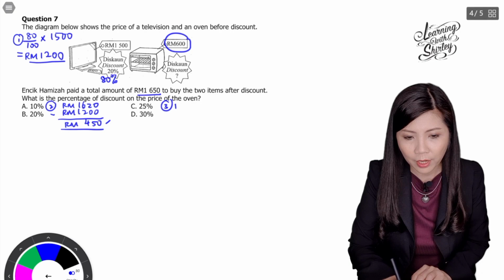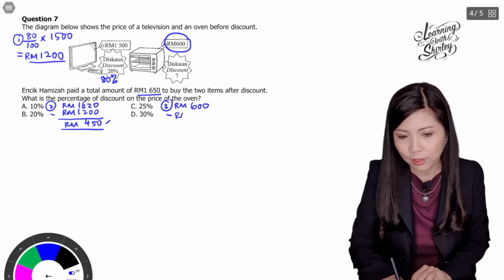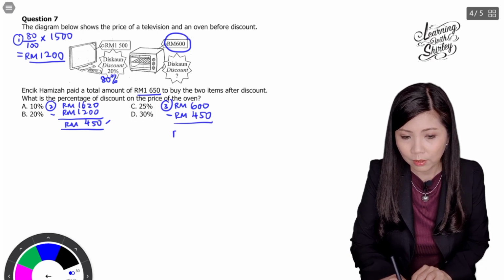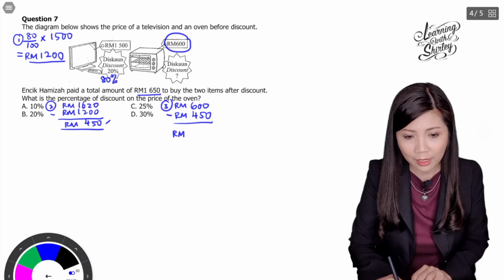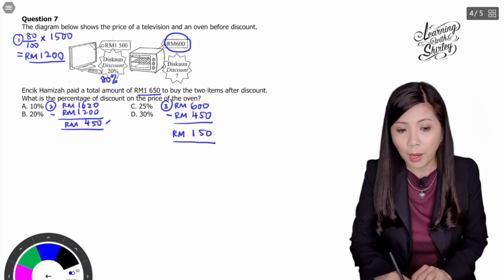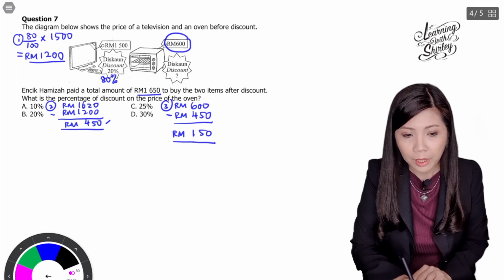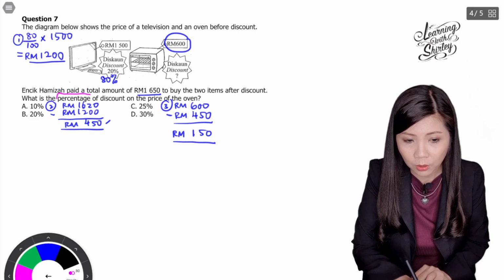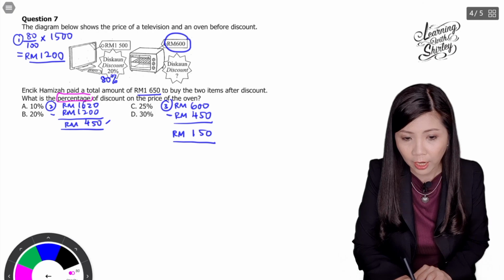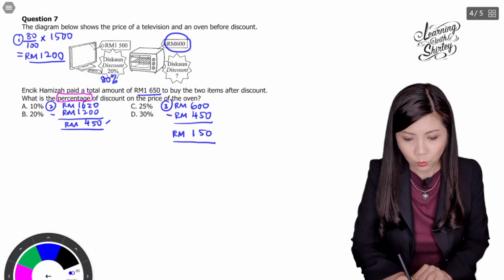So 600 ringgit, minus off 450 ringgit. So the discount that he gets is 150 ringgit. Okay, but they want you to find the percentage of discount. See the word percentage here. So that's one more step.